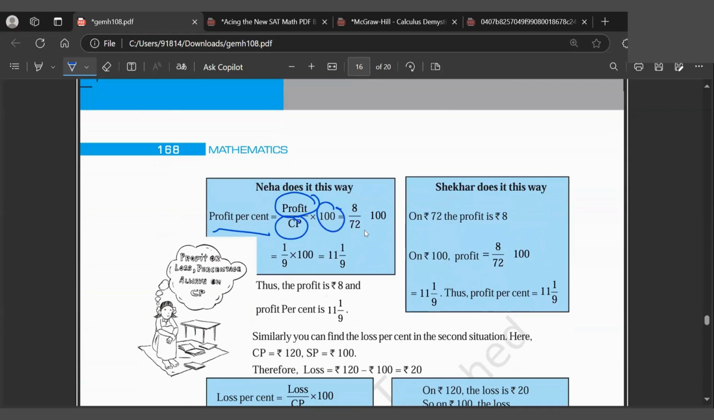So what is the basic definition? Do you know percentage? How to find percentage? Can you tell me what is the formula?